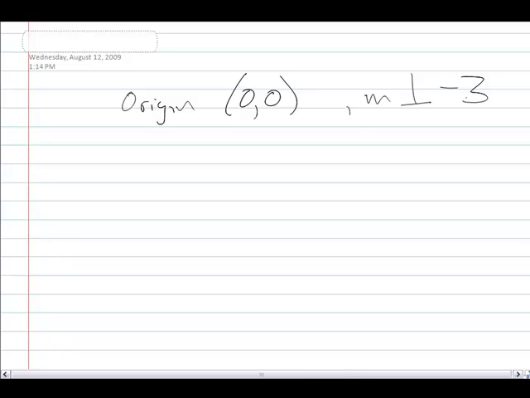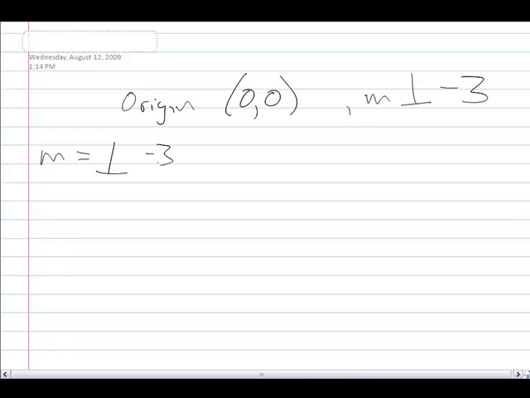Now let's say we have 1 point, but they're also giving us a slope, or at least what the slope needs to be if it's perpendicular to a given slope. So let's say we need to find the equation of the line that goes through the origin, which is again the point (0, 0), and it has a slope perpendicular to negative 3. So again, just like before, first of all we need to start out by finding our slope.